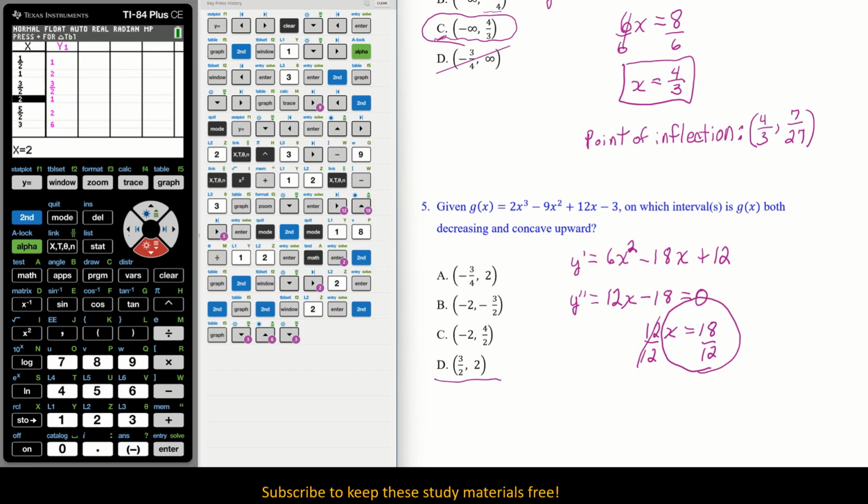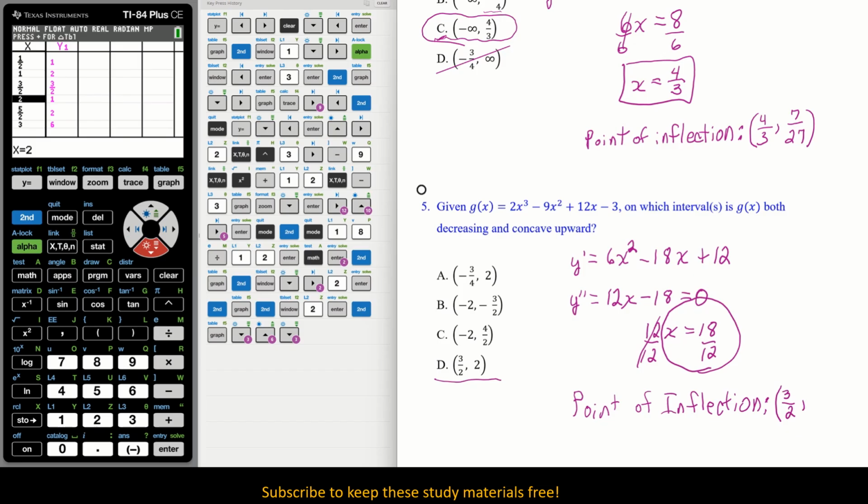So then our inflection point, even though that's the intervals, that is also the inflection. No, I'm sorry. Point of inflection. I have things written down here wrong. I'm sorry. The point of inflection is, that will be the 3 over 2. And at 2, it is 1.